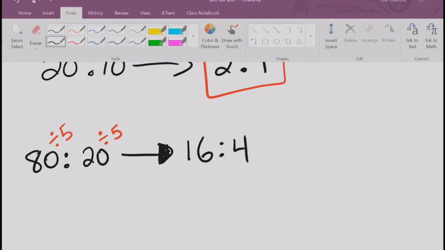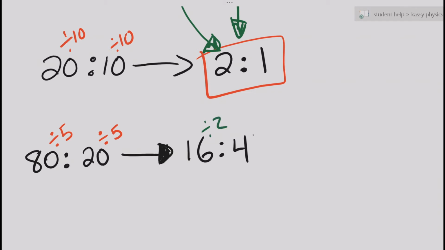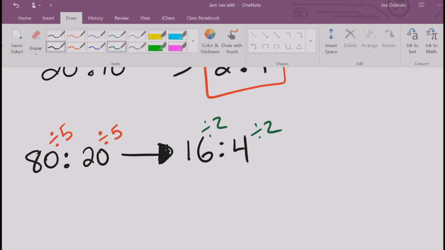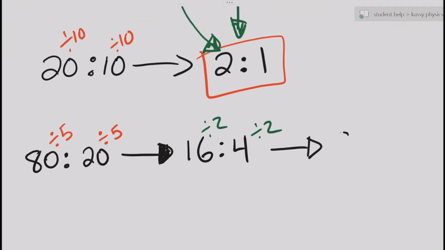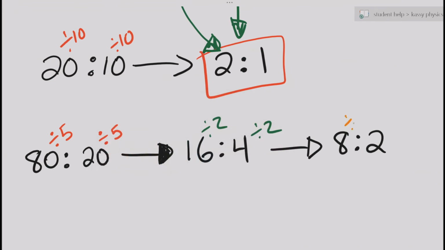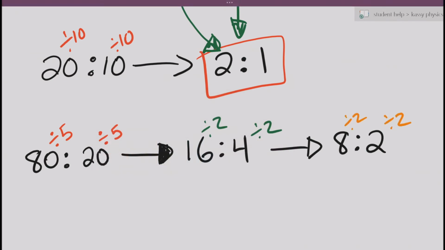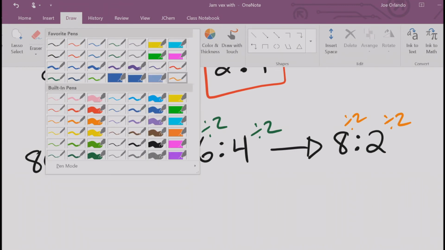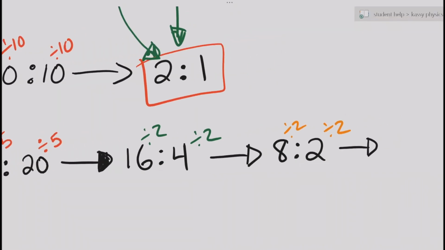And then you went, well, wait a minute. I know that this can be divided by 2, and that can be divided by 2, because they're both even numbers. And then we'd go, okay, 16 divided by 2 is 8, 4 divided by 2 is 2. And then you'd say, they are still both even. So I'm going to divide them again by 2, because it's still divisible by 2. And when we do that, lo and behold, now we get a 4 to 1 ratio. And now there's nothing more I can divide by.